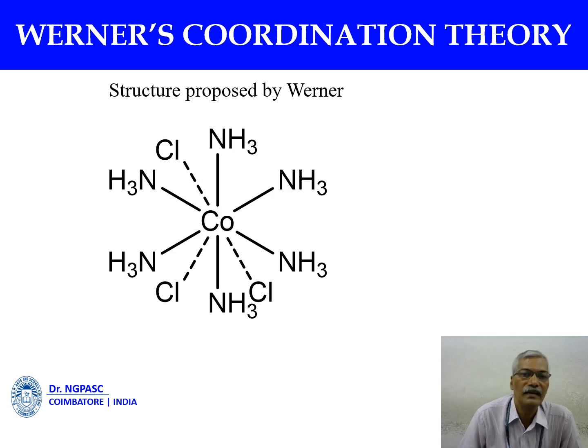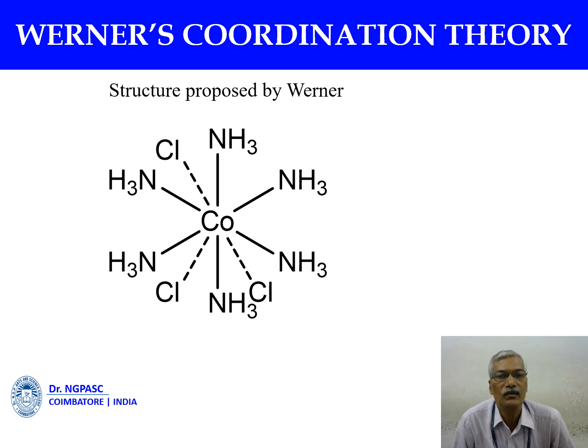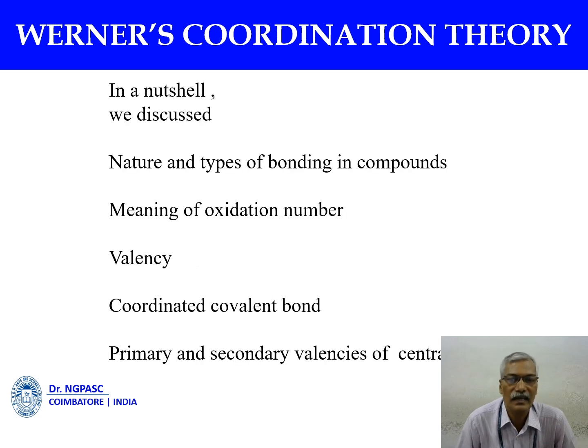In the slide we can see that three chlorine atoms are connected through dotted lines. It means those three chlorine atoms are satisfying the primary valency of the central metal ion, whereas all the ammonia molecules linked to the central metal atom are satisfying the secondary valency. In a nutshell, in our slide we learned the nature and types of bonding in compounds, the meaning of oxidation number and valency, the meaning of coordinate covalent bond, and the meaning of primary and secondary valency of the central metal atom.